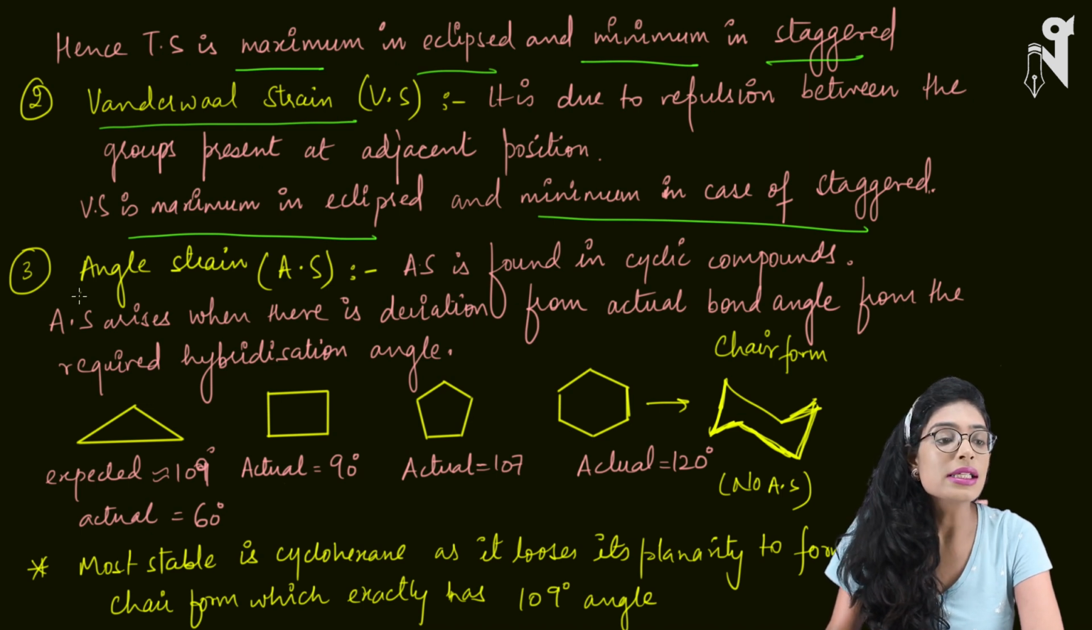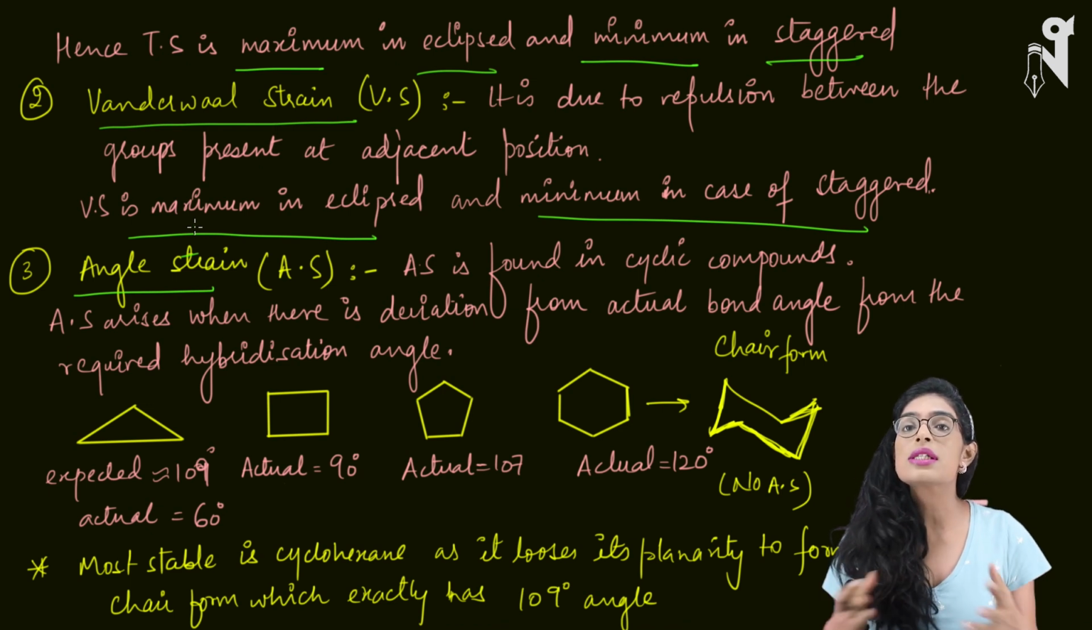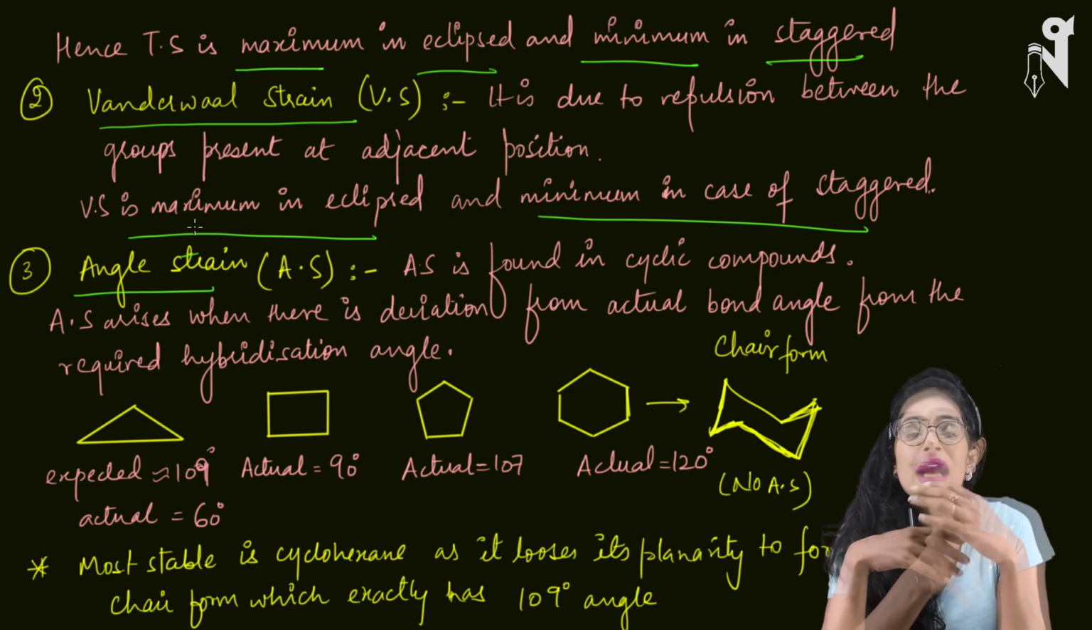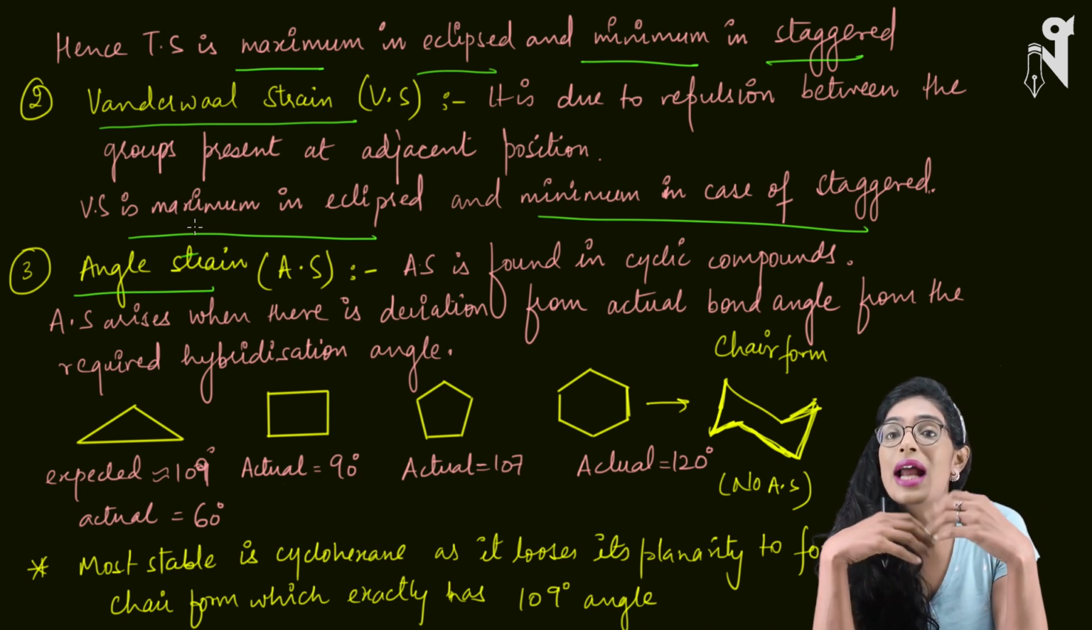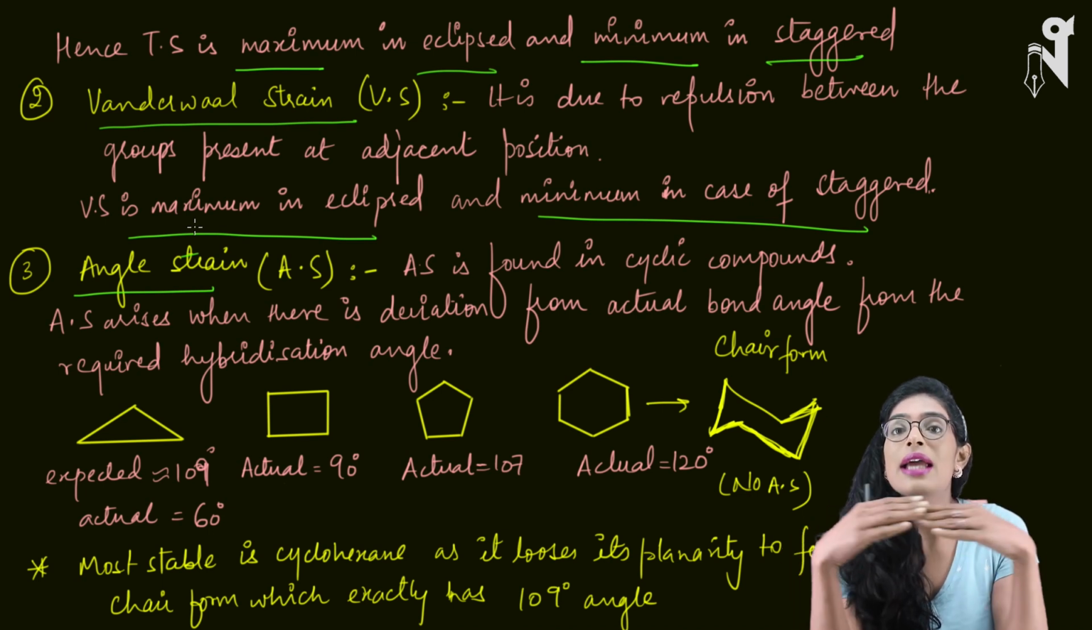Okay. Next comes the angle strain. Now understand what angle strain is. So angle strain is found in the cyclic compounds only. We do not use this term for the open chain structures. Now what is angle strain? Angle strain is the strain which arises due to the difference in the expected angle and the actual angle.